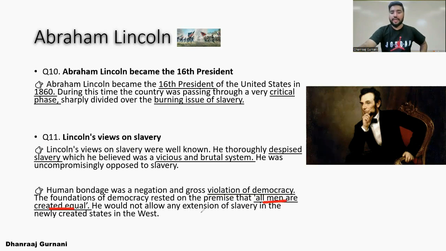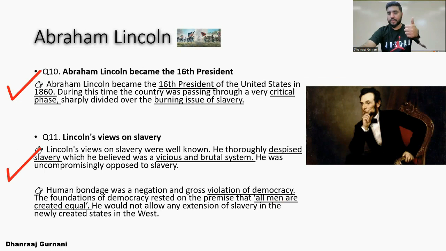He would not allow any extension of slavery in the newly created states in the West. That is, he said, we will not allow slavery in the newly created states of United States, that is the West. And hence his view on slavery was clear. He clearly opposed it. Revising question 10 and 11 on this page very quickly.